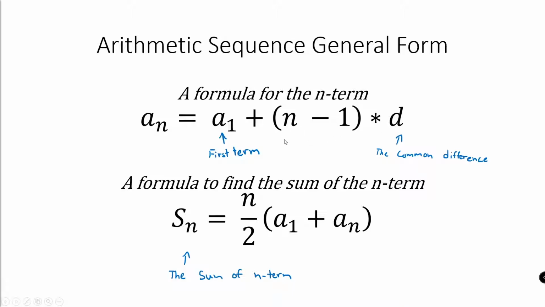Okay, now let's move on to the second formula. This formula is to find the sum of the first n terms. As you can see, S sub n, the sum of the first n terms, is equal to n divided by 2 times (a1 plus a sub n). So now we're going to use these formulas in the following problems.